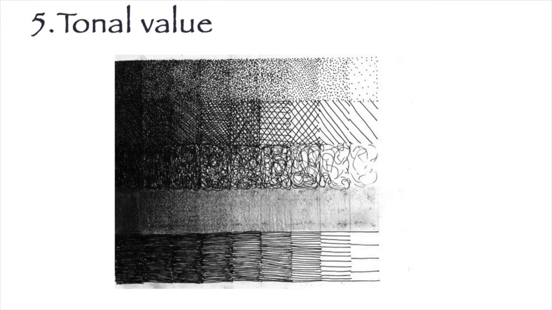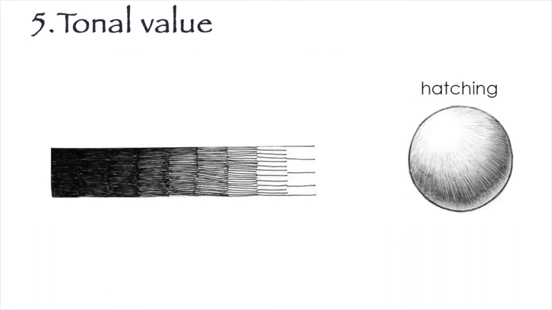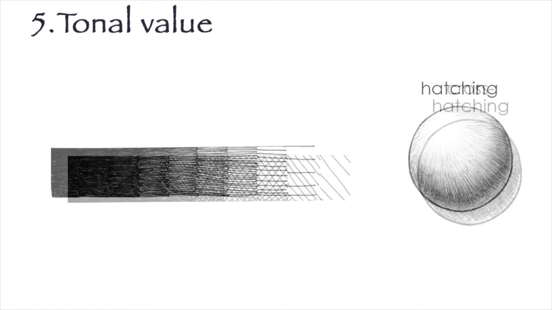Next, tonal value. We usually call it shading techniques. There are many ways to fill the tone values. Here we can see some examples. First one, hatching. In this technique, there are no overlapping lines. Only straight lines will be there. By adjusting the lines' space and thickness we can create the tone values.